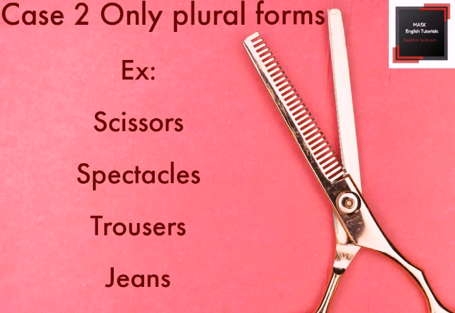Case 2. Some nouns are used only in the plural forms. Examples are scissors, spectacles, trousers, and jeans. These words cannot be used by removing s at the end.